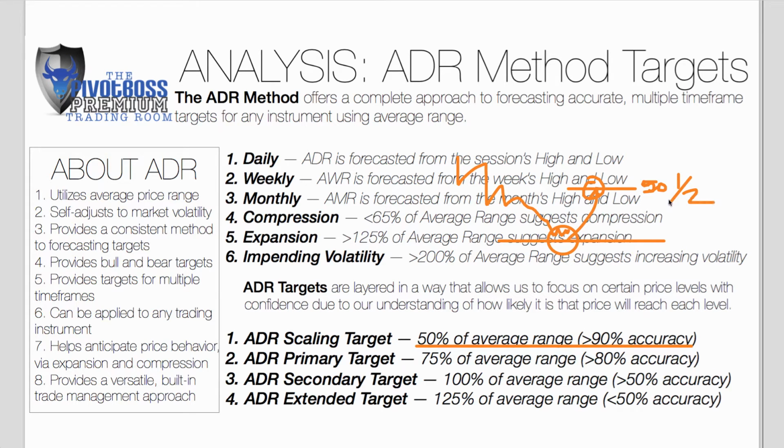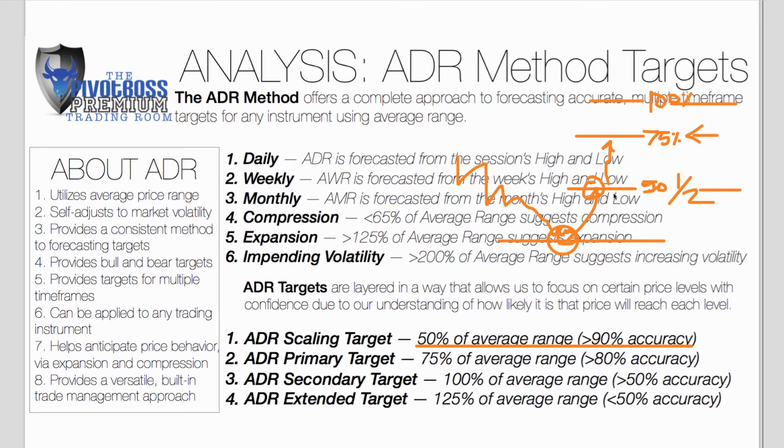So I would scale half my trade there, and then if price goes higher, you're looking for price to reach the 75% target, and this one has 80+% odds of being reached, right? And then you have the 100% right up here. I call that a secondary target. So this is the primary, this is the scaling, and this is the secondary.